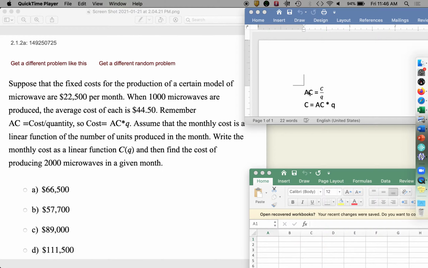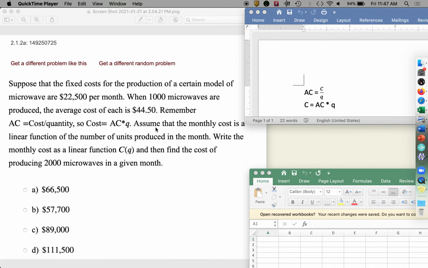What they've done is they've said, okay, the formula for average cost is the cost divided by the quantity. So if we multiply the Q over to the other side, we get C by itself. So cost is equal to average cost times the quantity. That's going to be important for our problem here.